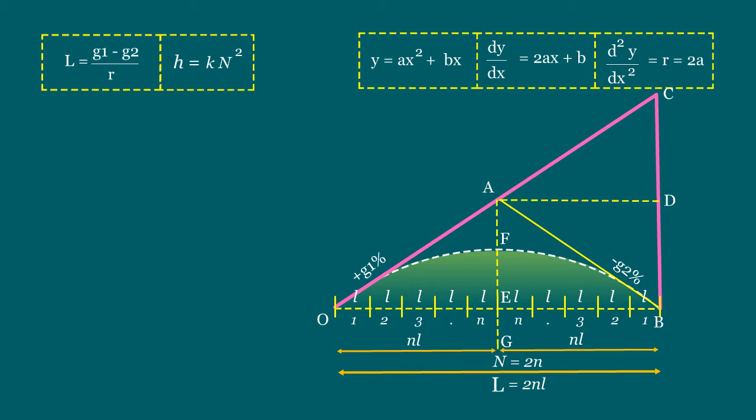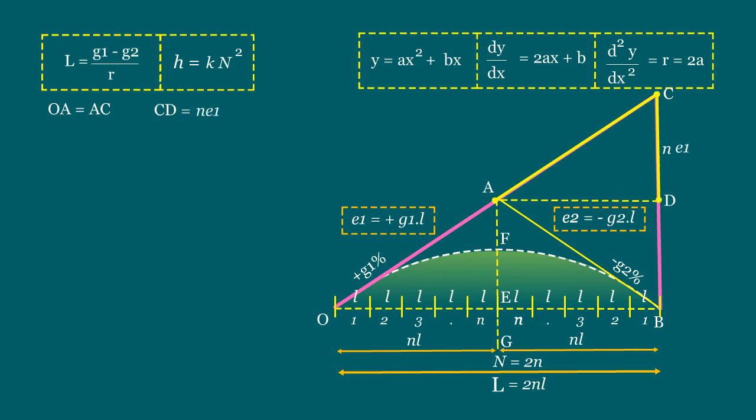G1 and G2 equal the grades of the two tangents, and e1 and e2 equal the corresponding rises or falls per chord length L. Now, let us do some algebraic calculation. OA equals AC, and CD equals n into e1, that is n e1. BD equals minus n into e2, that is minus n e2. Now, CB equals CD plus DB, that is n e1 plus minus n e2, that is n into e1 minus e2.